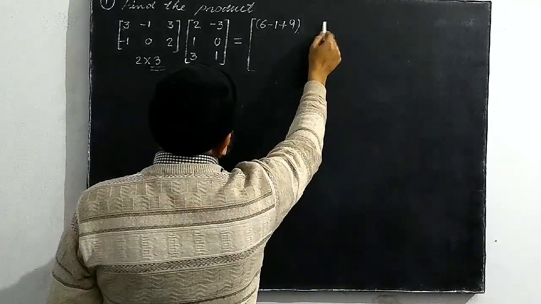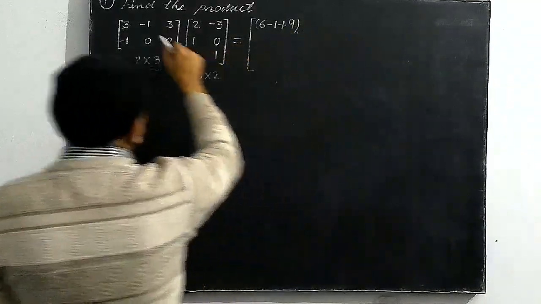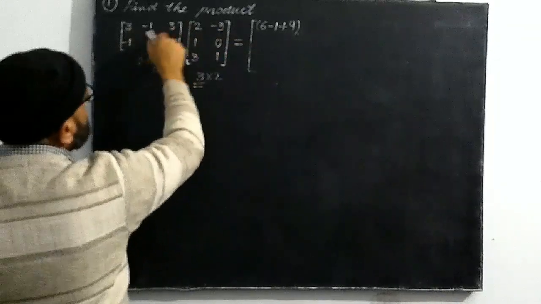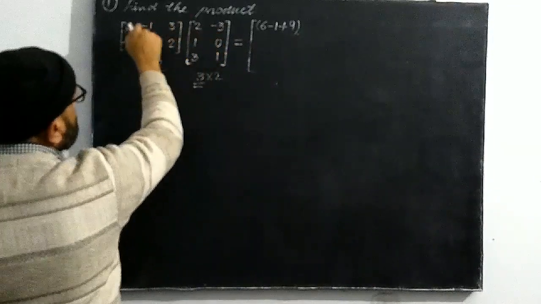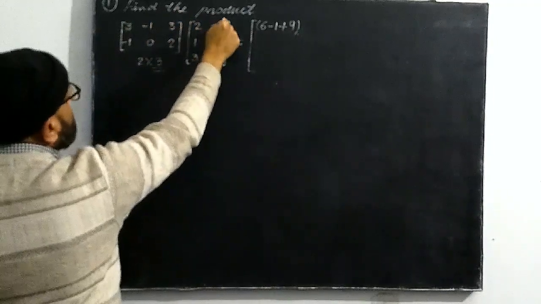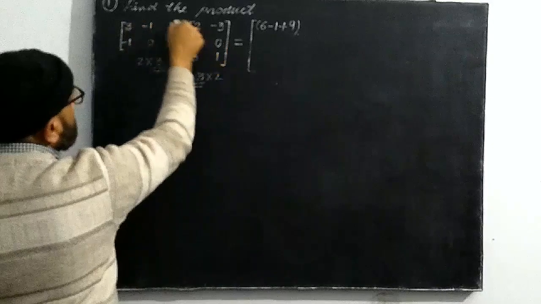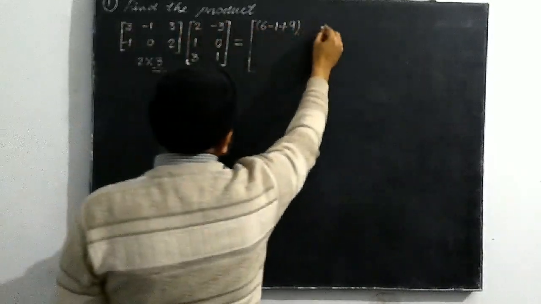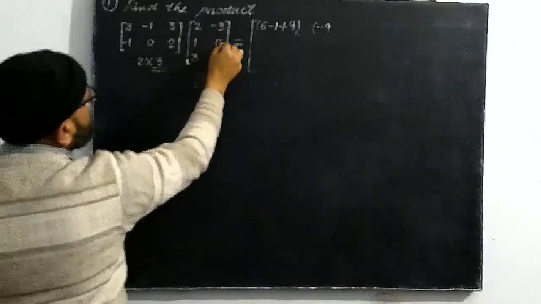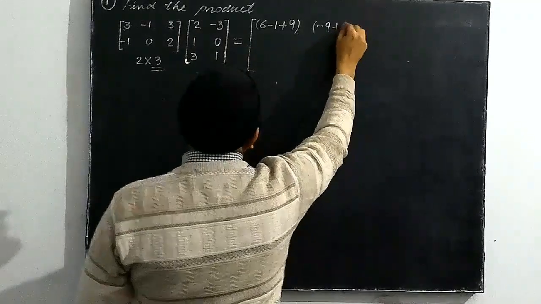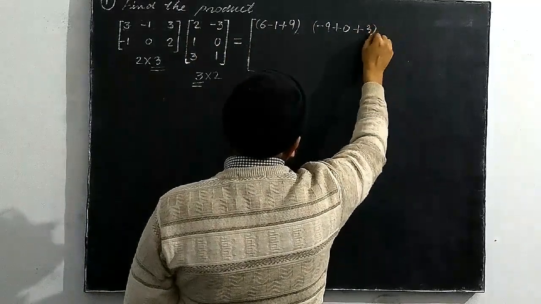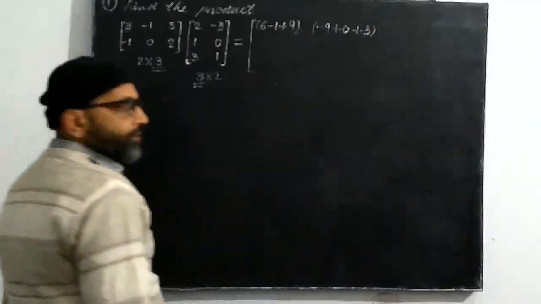And for the next element of the first row of the product, we multiply the first row and second column in the same way as we have done for first row and first column. So corresponding elements, that means the first element of the row is multiplied by the first element of the column, second by second, third by third. So 3 into minus 3, we have minus 9, minus 1 into 0, plus 0, and 3 into 1 is 3, plus 3, and we get the second element of the matrix.